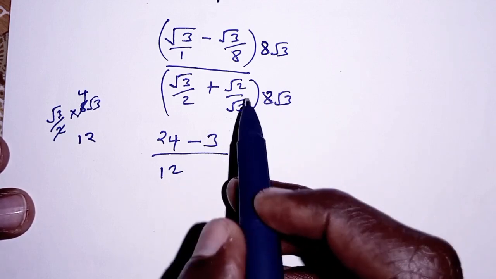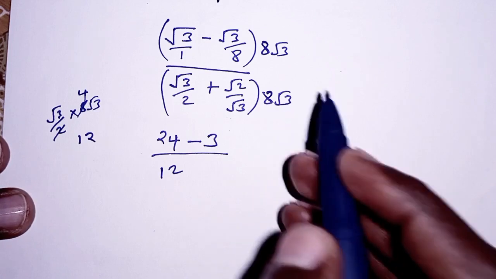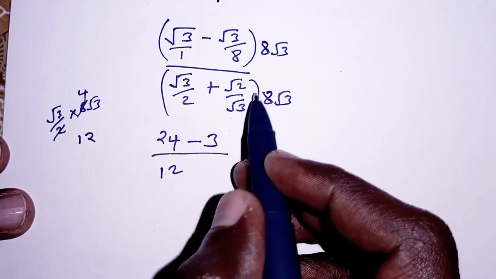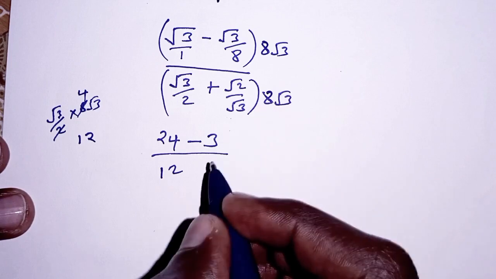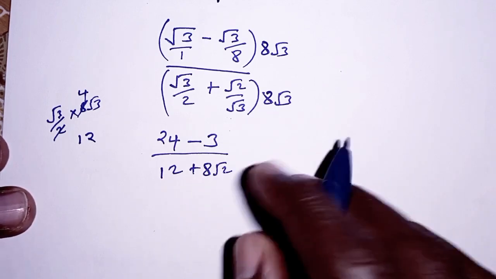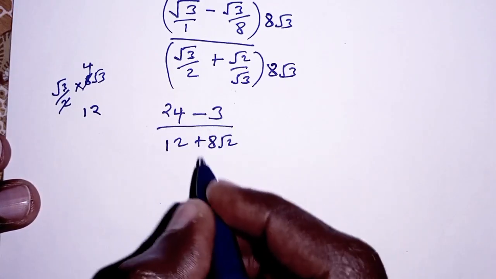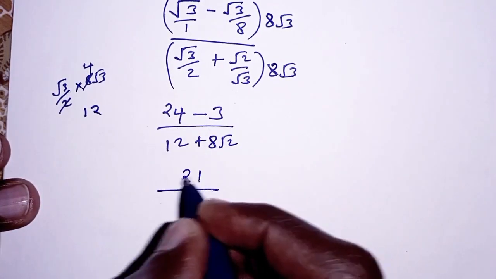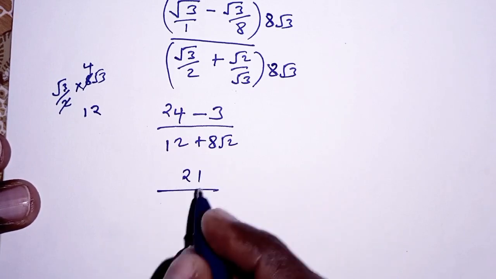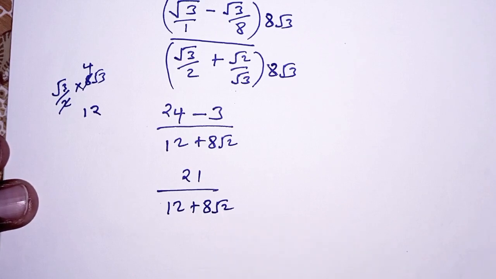And then next we have root 2 over root 3 multiplying 8 root 3. So we'll have root 3 and root 3 cancelling, and therefore we have plus 8 root 2. So the numerator becomes 24 minus 3, that is 21. And then the denominator becomes 12 plus 8 root 2.